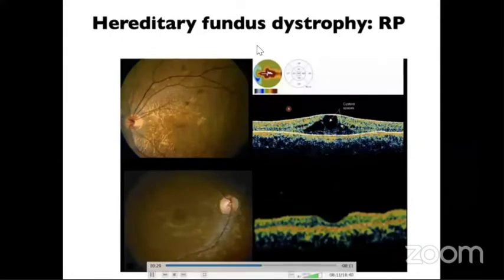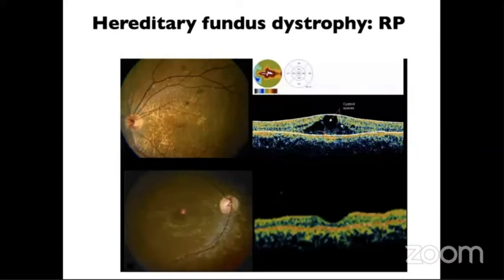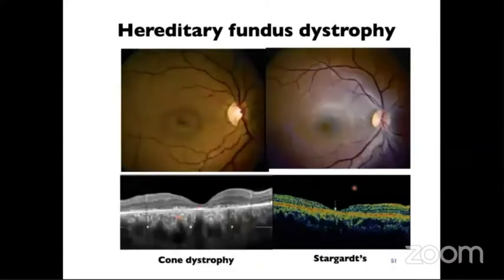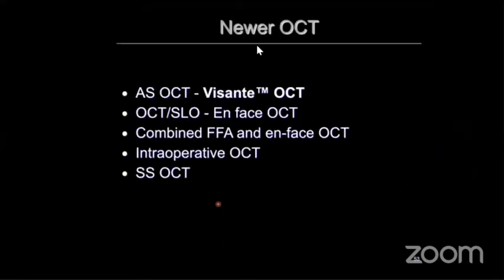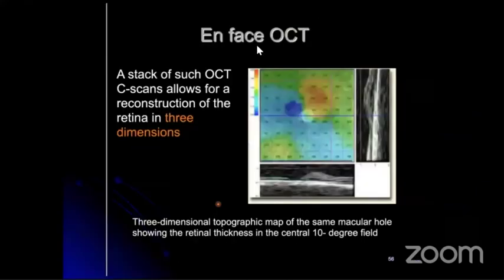OCT in hereditary fundus dystrophies: in retinitis pigmentosa, there are cystoid spaces in the retina. In Stargardt's, cone dystrophies, or bullseye maculopathy, there will be foveal thinning along with loss or discontinuation of the IS-OS or photoreceptor layer. Then there are various newer OCTs like intraoperative OCT, FAF OCT, and swept source OCT.